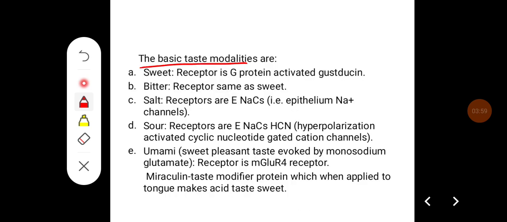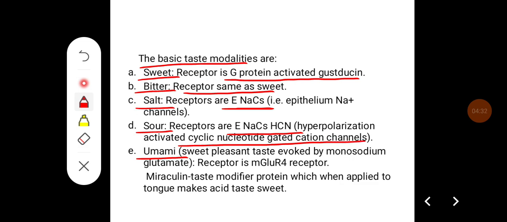The basic taste modalities are sweet, bitter, salt, sour, and umami. The receptor for sweet are G protein activated gustducin, and for bitter, they are the same receptors as that of sweet. The salt receptors are epithelial sodium channels, and for the sour, they are also epithelial sodium channels of HCN type. Here, the hyperpolarization is activated by cyclic nucleotide gated cation channels.